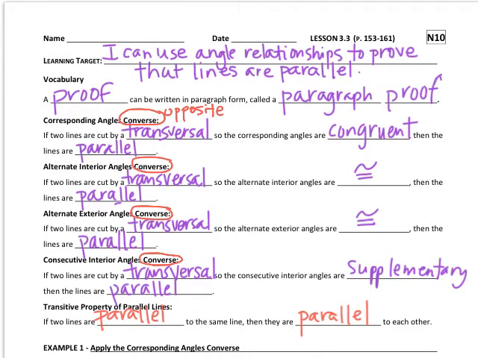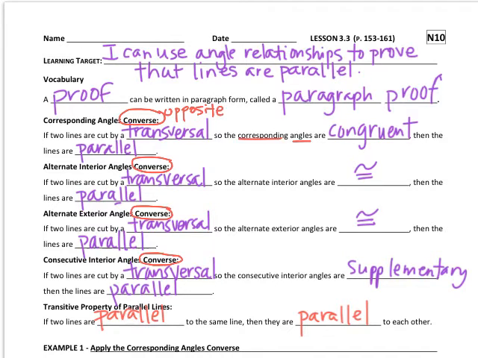And so when we look at the example problems, you'll see that we have to actually find out if the angles are congruent, then we can say the lines are parallel. Alright, so if we read through corresponding angles converse, it says if two lines are cut by a transversal so that the corresponding angles are congruent, then we can say that the lines are parallel. So we're not starting off with the lines being parallel, we're trying to prove that the lines are parallel.